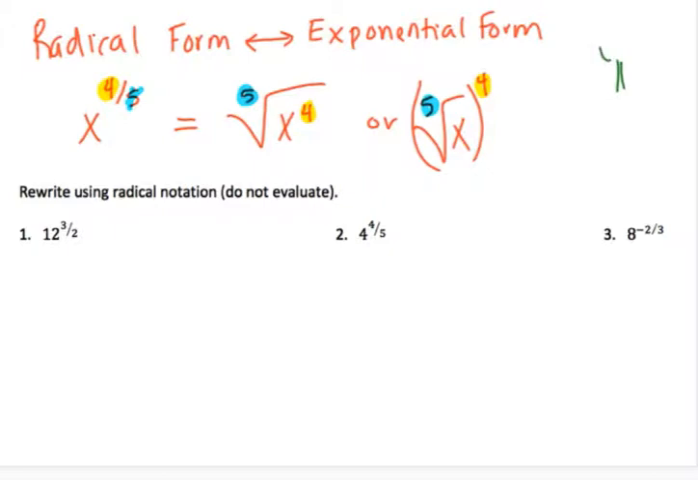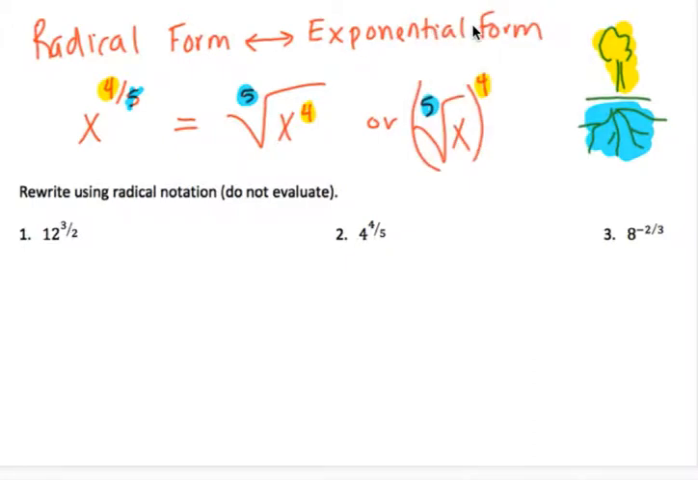So one way that I remember this is I think about the division sign in the fraction as like the ground, and the number underneath the ground is the root. So the number on the bottom is the root. So power 4, root 5. You can match up the colors there.